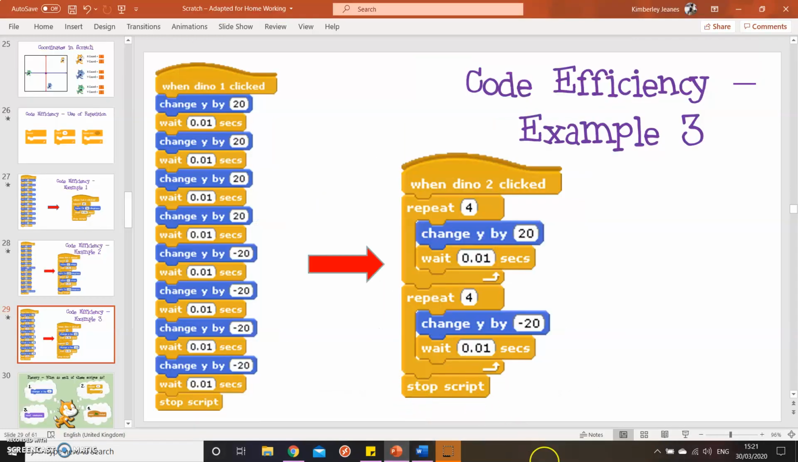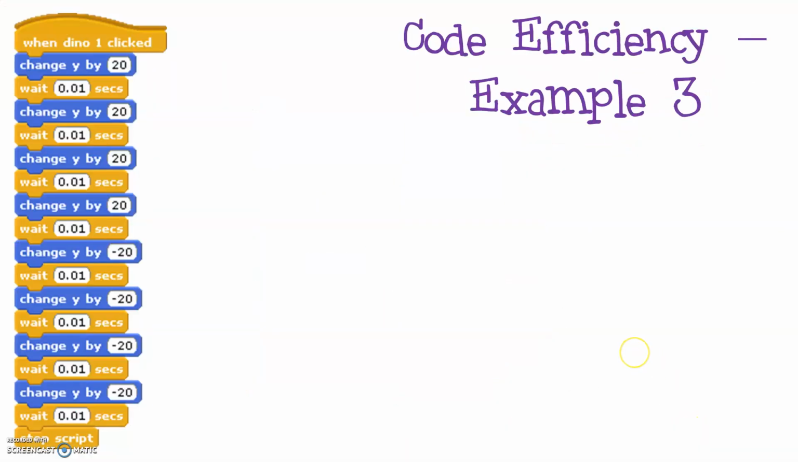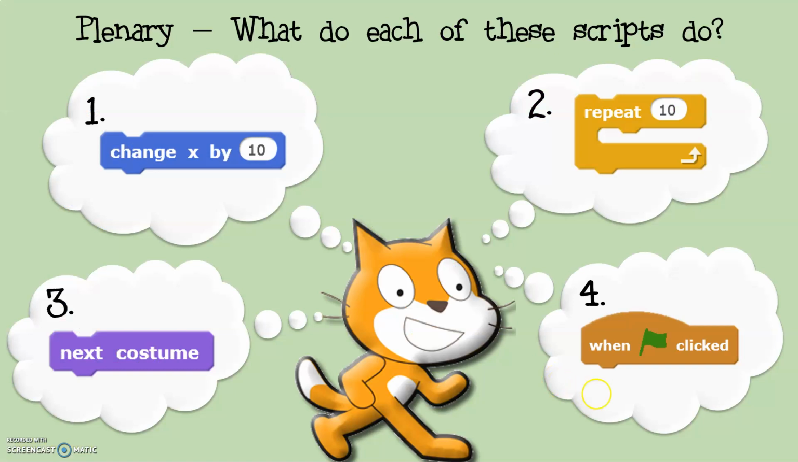Okay, back across for our plenary to finish us off. So the last thing I want you to write down after you've done your worksheet questions today is, what do you think these 4 scripts do? So the first one is change x by 10. What do you think that does? The second one, what does repeat 10 do? What type of block is it? Number 3, what does next costume do? And number 4, what does when green flag clicked do? Okay, so just a short description on your worksheet of what these 4 blocks do.